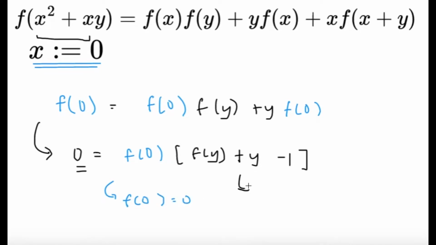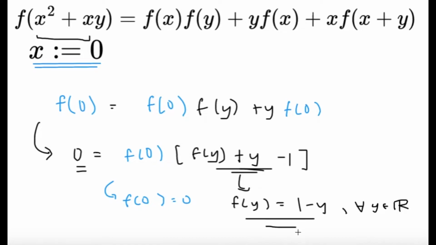Now the second case, this second factor equals 0, and I'm going to get that f of y is equal to 1 minus y. And what's nice about this is that this is true for all real numbers y. So we have solution 1, and it is the function f of x equals 1 minus x. So that's function 1, and that's only one of the cases, so we still have to take care of the other case.